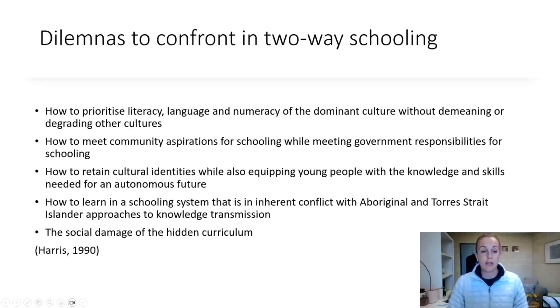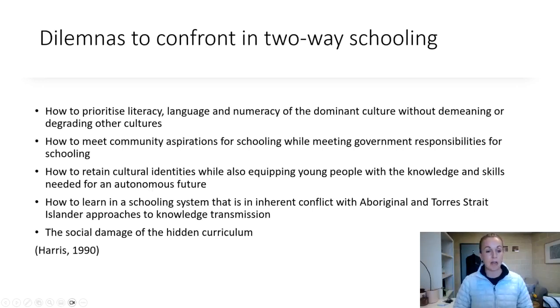Okay, so there are lots of dilemmas to confront, and he opens the doors to start talking about this in his book, and there's a lot of other literature that follows. So there are lots of dilemmas here in terms of the issues that two-way schooling would face. How do we prioritize literacy, language, and numeracy of the dominant Australian culture, the white culture, the colonizer culture, without demeaning or degrading Indigenous and Aboriginal and Torres Strait Islander cultures here? And he draws on community-based examples of mixed successes in meeting this aim.